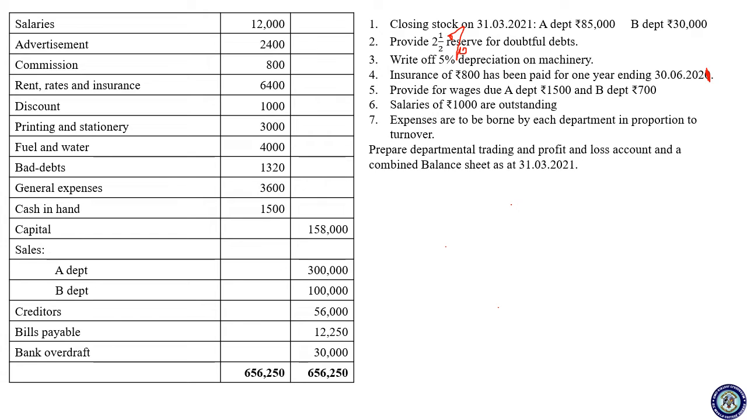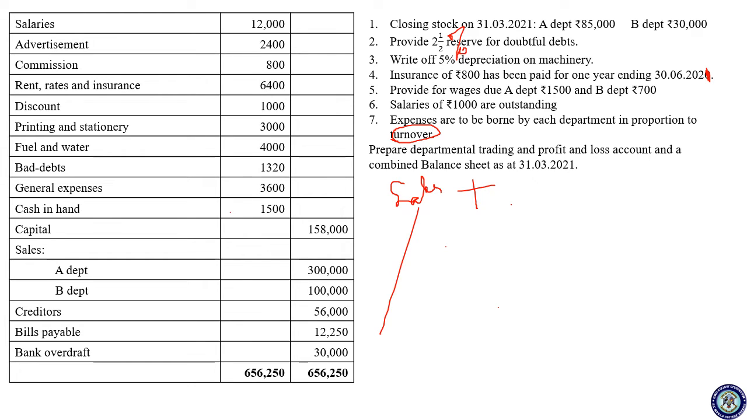Now, last point, expenses are to be borne by each department in the proportion of turnover. Turnover means sales. They have not given whether to include transfer. In the absence of information, if there is any transfer, you have to add transfer. If they specifically say to exclude transfer, then you take only the sales. But in this problem there is no transfer, so only the sales value.